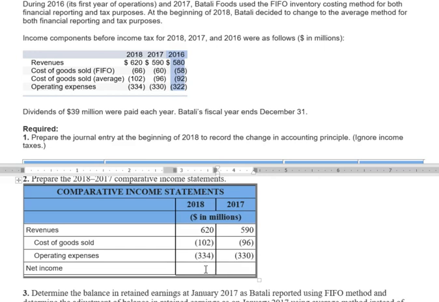So what is our bottom line net income for each year? You take 620 minus 102 minus 334, you get 184 in 2018. And then take 590 minus 96 minus 330, and you get 164 in 2017. So that would be our comparative income statements for the 2 years.